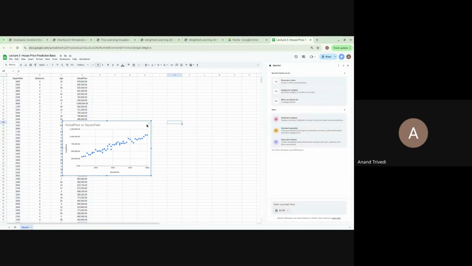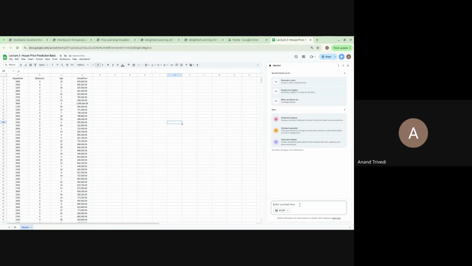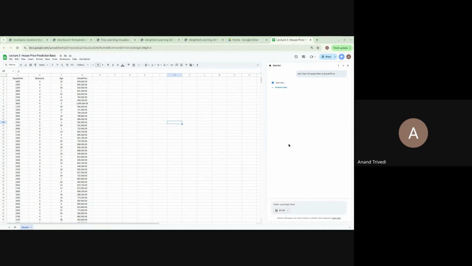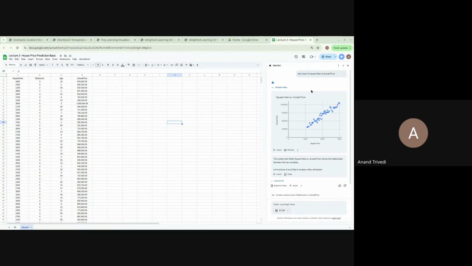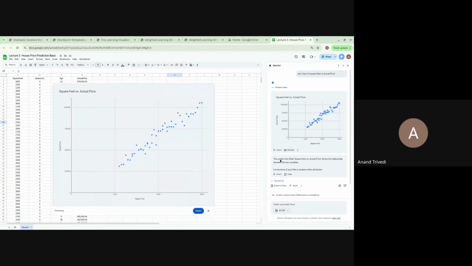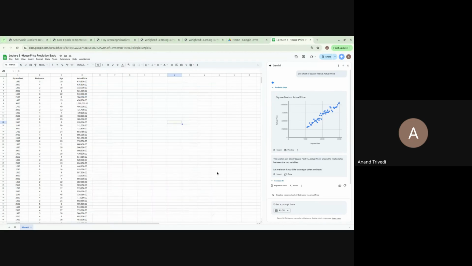I can do the same thing from Gemini also. I don't have to do this. I can ask it to plot the chart of square foot versus actual price. Okay, the same chart it is showing me. This is the same chart that I have, that these are linearly related. Okay, it is going to be comparatively easy.